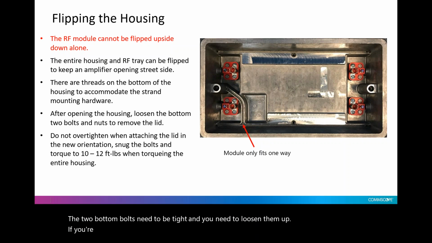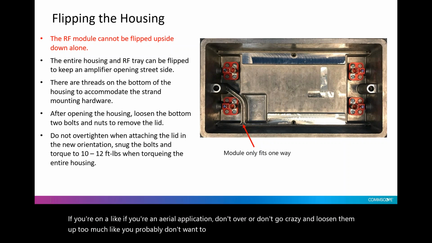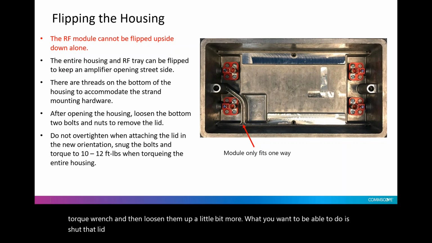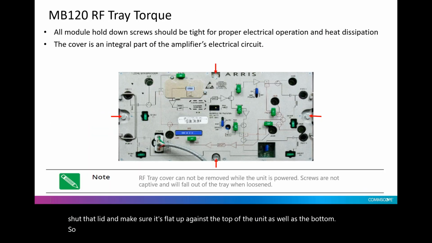Sure. So the question is, what is the tightening procedure for the lid since the two bottom bolts don't need to be tightened? The two bottom bolts need to be loosened up. If you're in an aerial application, don't go crazy and loosen them up too much. What you want to be able to do is shut that lid and make sure it's flat up against the top of the unit as well as the bottom. So it's a good question.